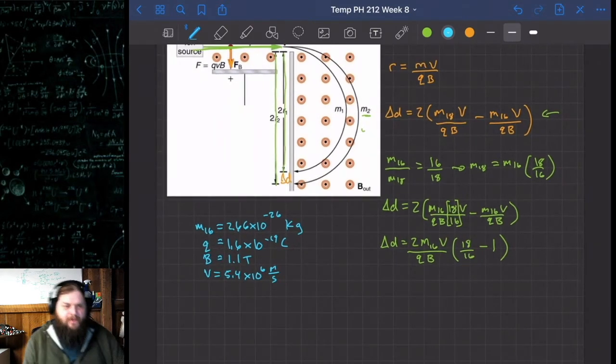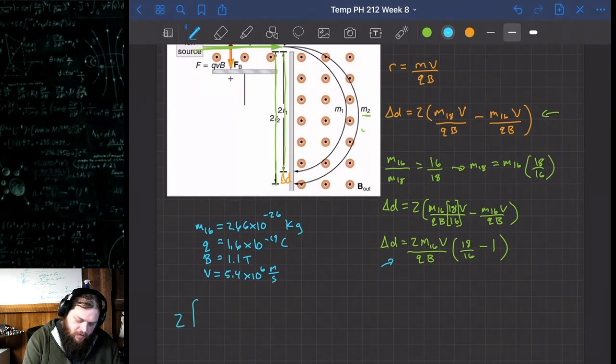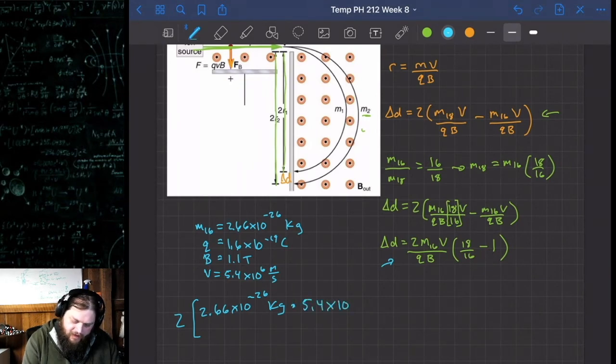So now we just have to plug everything into our equation here to find out what that change in distance is between those. So that's going to be 2 times 2.66 times 10 to the negative 26 kilograms times the velocity, which is 5.4 times 10 to the 6 meters per second.